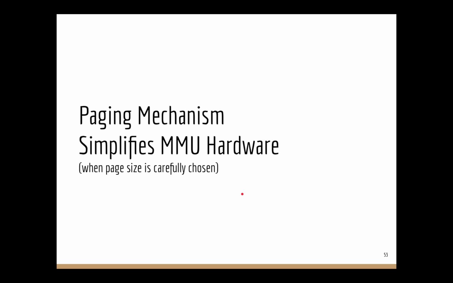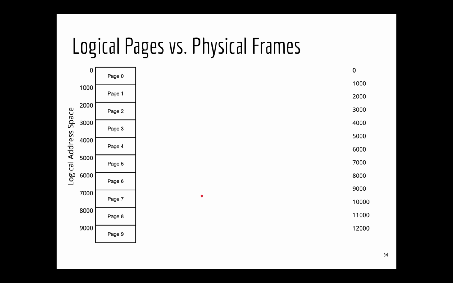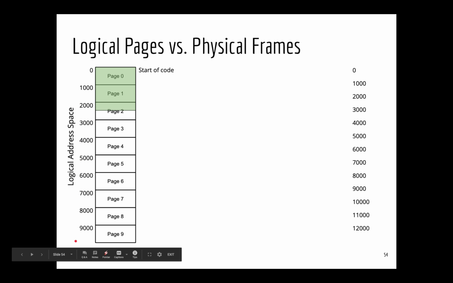Before we look at the details of paging implementation, let's understand that the paging mechanism can simplify the design of MMU hardware. The illustration on this page shows a process whose overall logical layout requires 10 contiguous logical pages. To make the explanation easier, let's use again an unrealistic page size of 1000. So that's why you see the first page begins at logical address 0, the next page begins at logical address 1000, and so on and so forth.